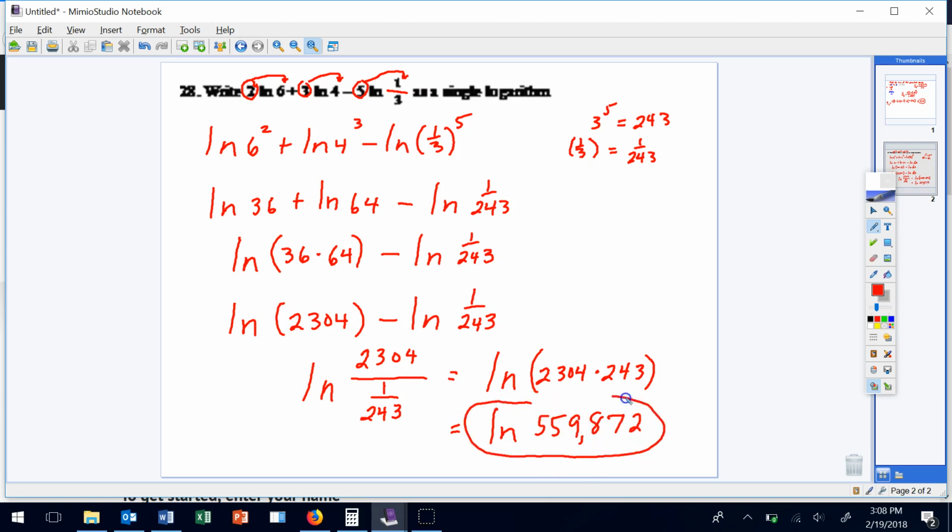We have taken the original problem that had three different logs being added and subtracted, and we've condensed it down into one single logarithm using our properties. So just want to make sure you understand those three properties and know how to use them. And that is the help on these two problems. And if you have any other questions, let me know.